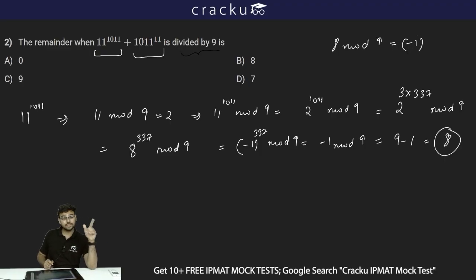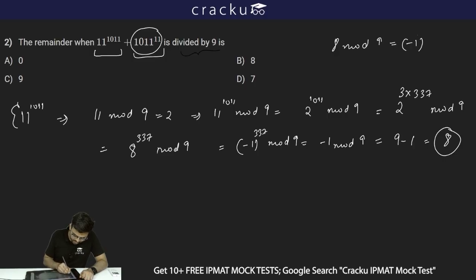2 to the power 3 is 8. 8 to the power 337 mod 9 will be minus 1 to the power 337 mod 9. Minus 1 to the power 337 is minus 1. So minus 1 mod 9 will be minus 1 only, and thus the overall remainder will be 9 minus 1, which is 8.